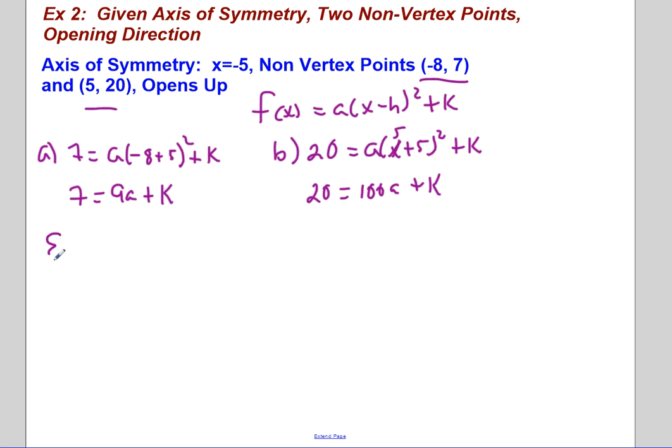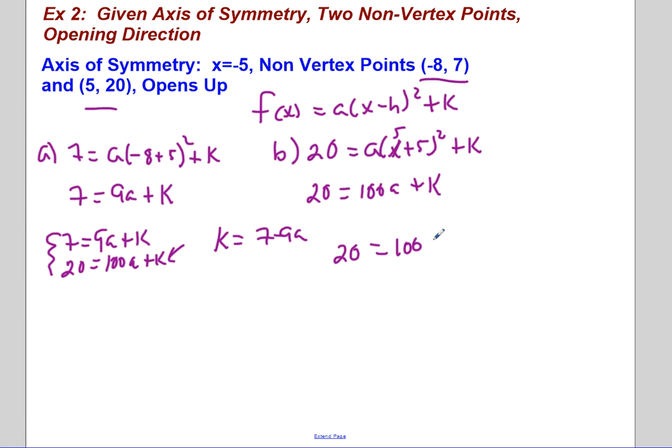So here's our system right here. We have 7 is equal to 9a plus k, and we have 20 is equal to 100a plus k. I'm going to go ahead and use, well, it's pretty easy for using substitution. So we're going to have k is equal to 7 minus 9a. I'm going to plug it into this equation right here. So I get 20 is equal to 100a plus 7 minus 9a. All right. I'm going to subtract 7 on both sides. I get 13 is equal to 91a.